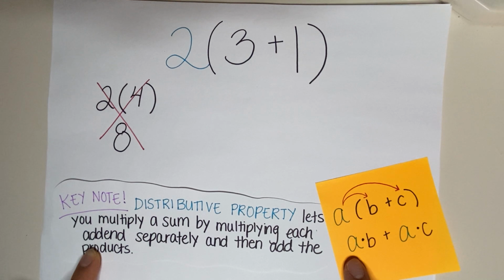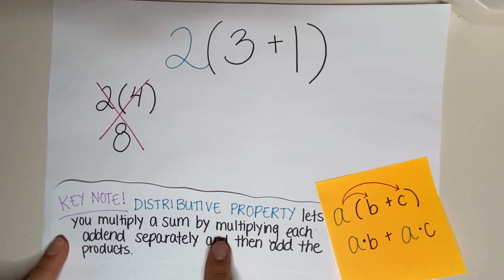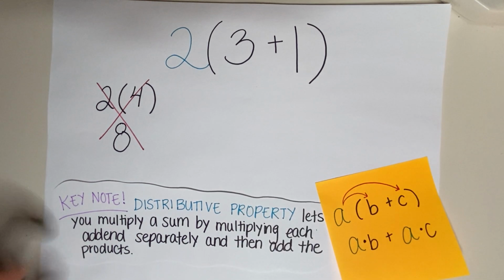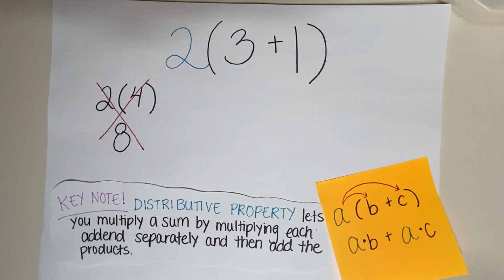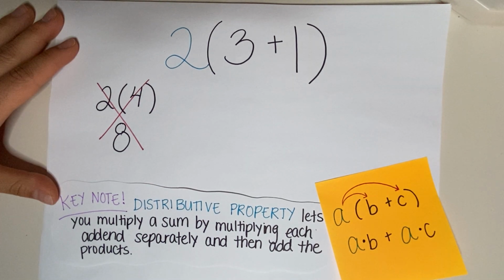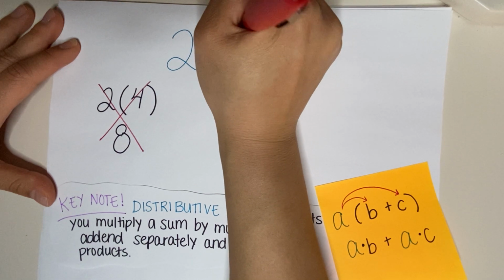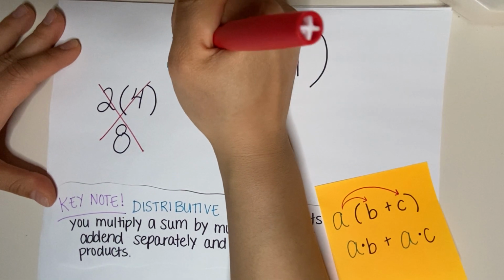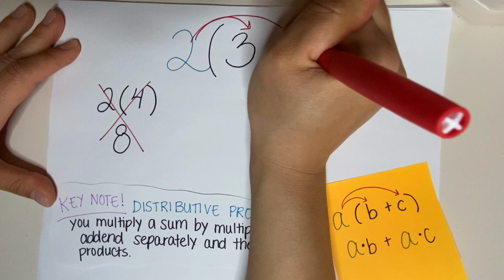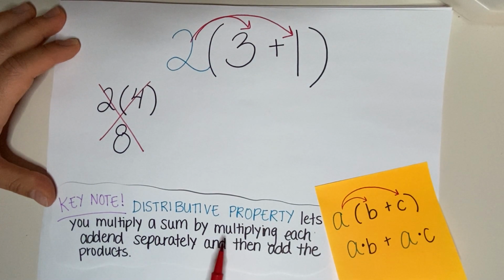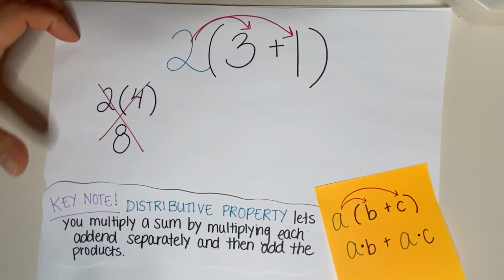And we have here A times B. And then you are adding it to A times C, because here it says, right, multiplying each addend separately, and then you add the product. So what does that mean for this problem? Well, the first thing I'm going to do, draw my little arrows like my example shows here. So I draw the arrow, the 2 to the 3, and I need to draw it to the 1. Okay? Then it says I can multiply each addend separately.